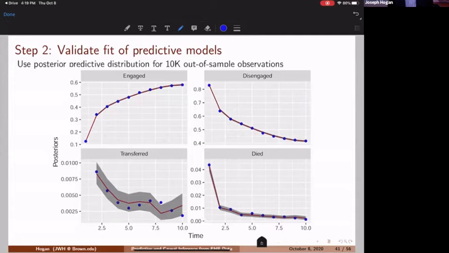So here we're just looking at whether the predictive models work well. We want to predict percentages, or cumulative. These are percentages at each time point of engaged, disengaged, transferred out, and died. The blue dots are observed data. The red is posterior predicted means and posterior predictive intervals. And we were reasonably satisfied with the fit of the model, the predictive components.